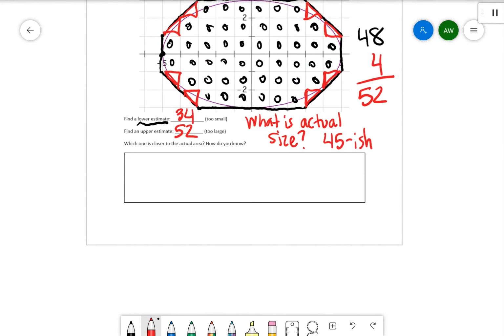So this is the end of our notes. What you need to do to finish up is fill in this box with an opinion of your own, and then continue on to work on the practice problems.